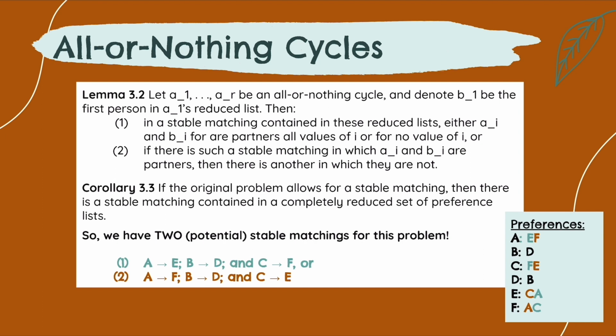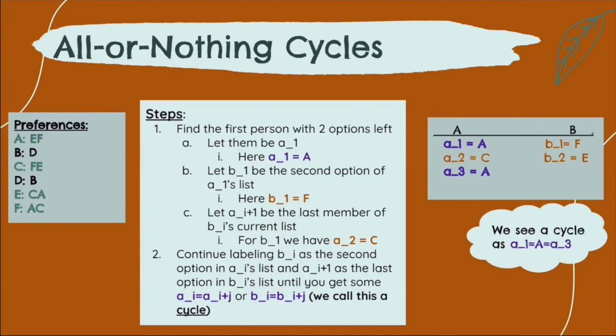And from Corollary 3.3, we know that if the original problem allows for a stable matching, then the stable matching is contained in the completely reduced set of preference lists as shown in this example. But how do we figure out which stable matching is most ideal? We can do this by eliminating our cycle.